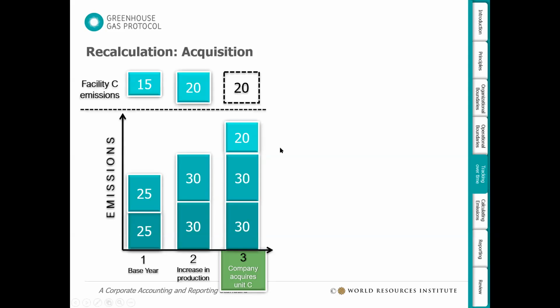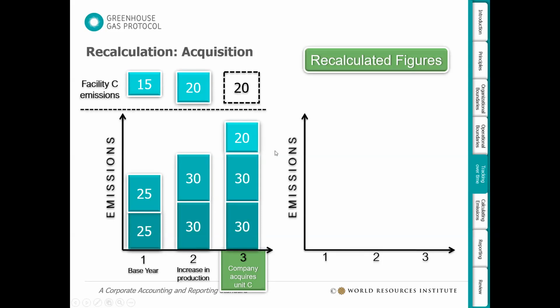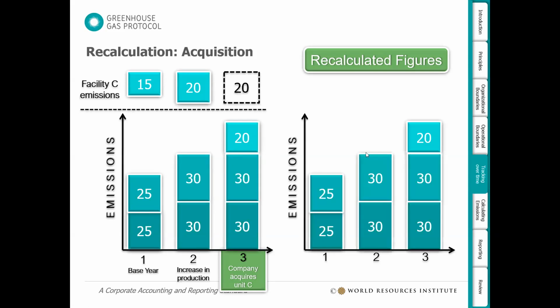So when developing the inventory for the third year, the company just adds on the 20 tons of emissions from the acquired unit to its 60 tons, for a total of 80 tons. But for its base year inventory, because the emissions from the acquired unit are considered significant, the company has to recalculate its base year inventories, and it does this by adding the 15 tons of emissions the unit emitted in year 1 to its base year.